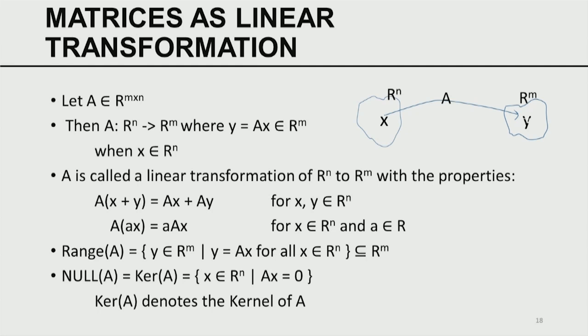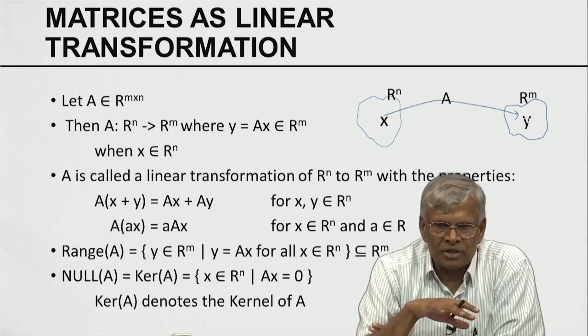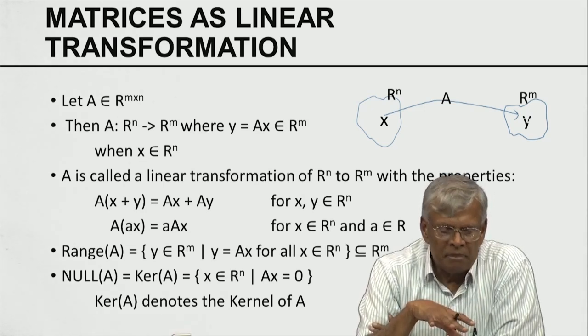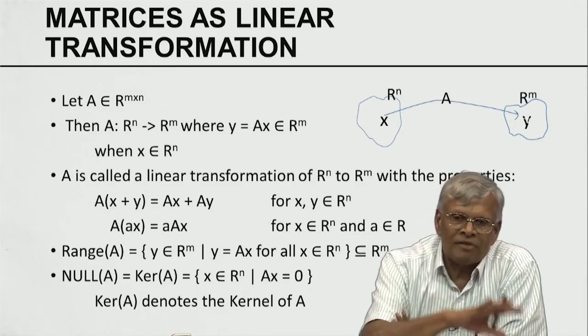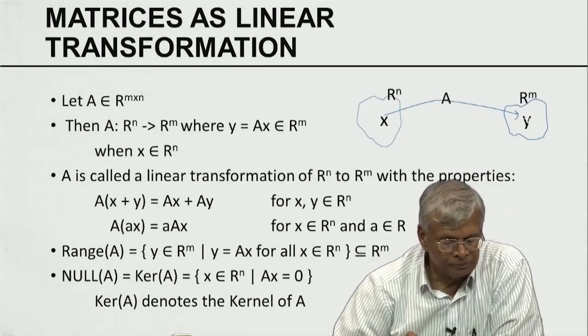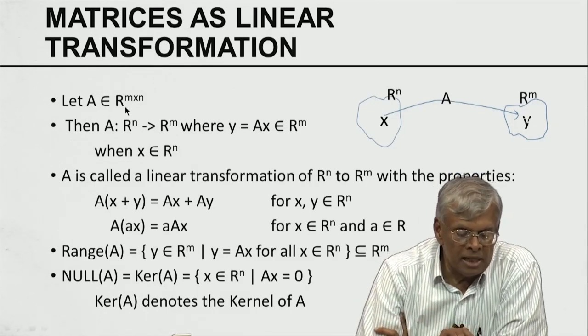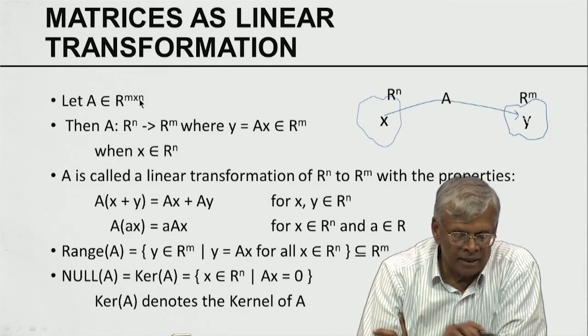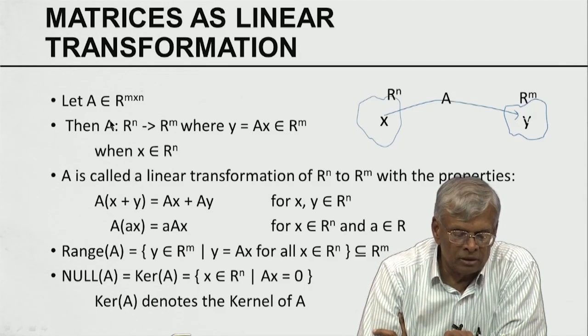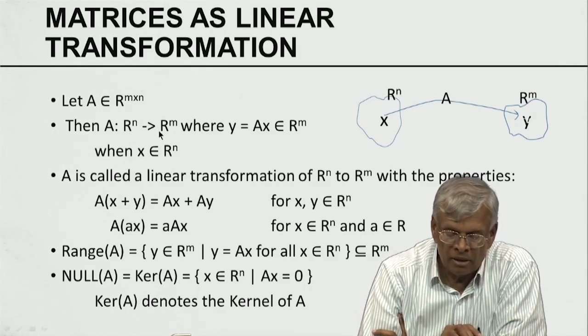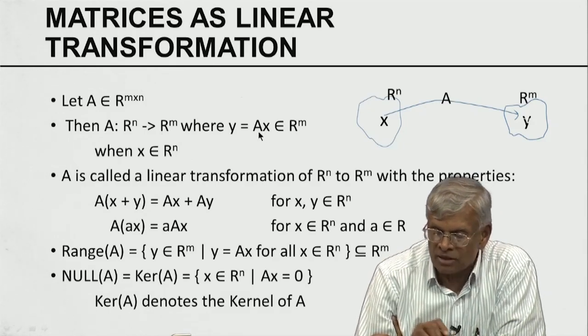Thus far we have seen several properties of operations on matrices, special matrices. Now a matrix can also be thought of as a linear transformation of one vector space to another vector space. So let A be a matrix of size m by n. A then, as an operator, maps the space Rn to Rm, where y is equal to A times x.